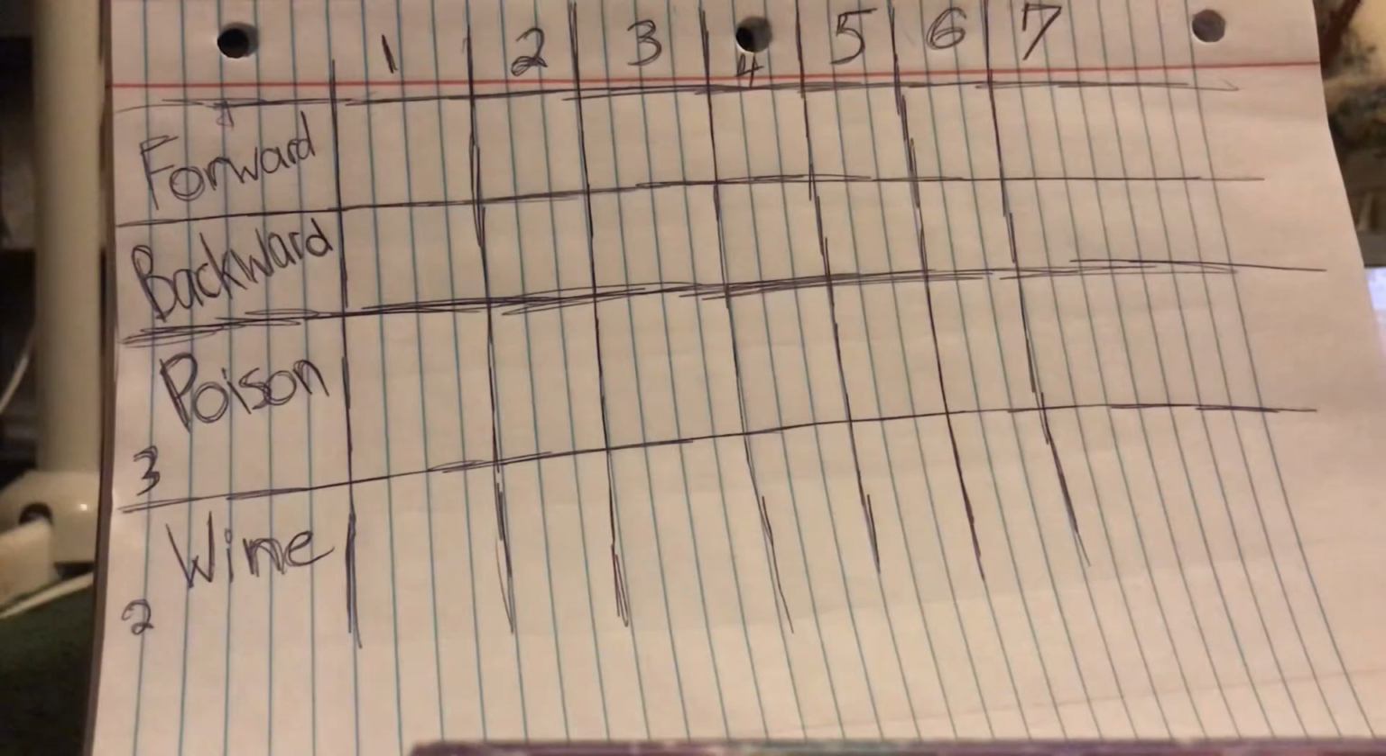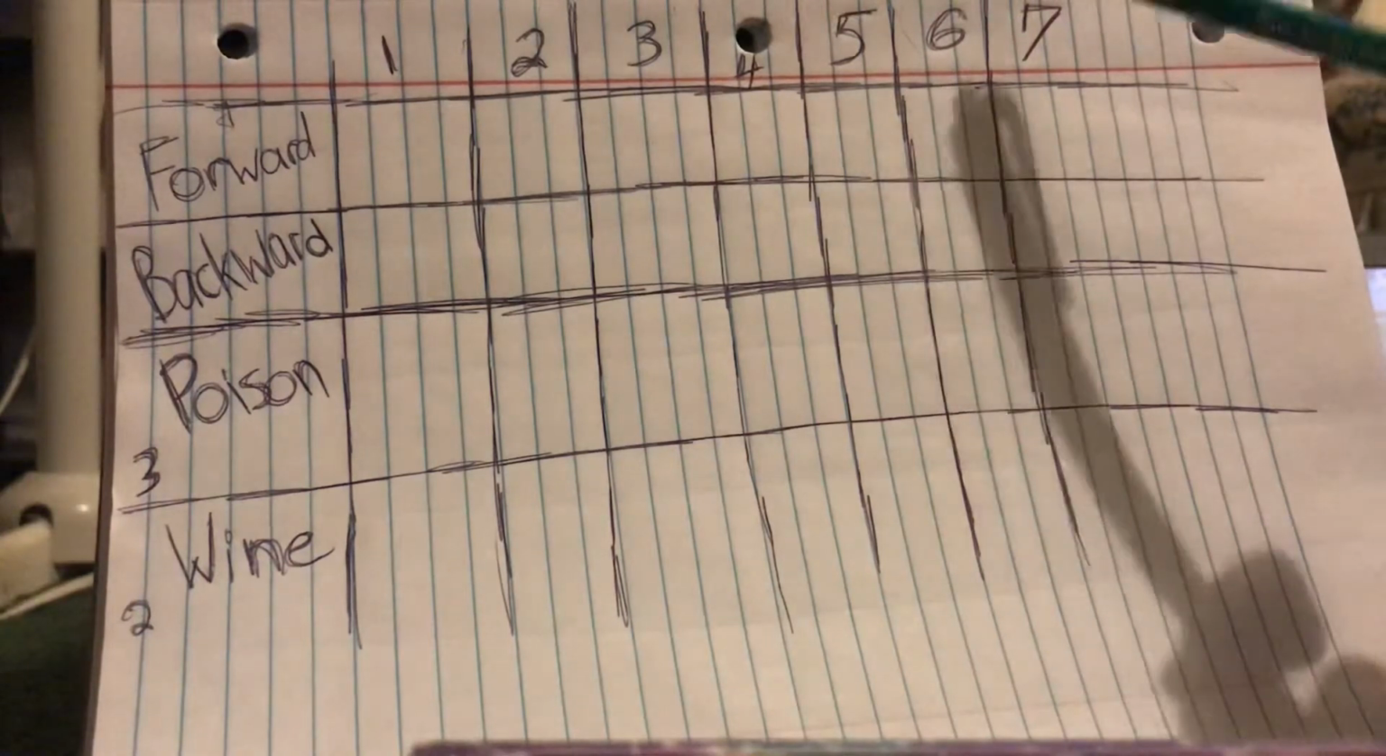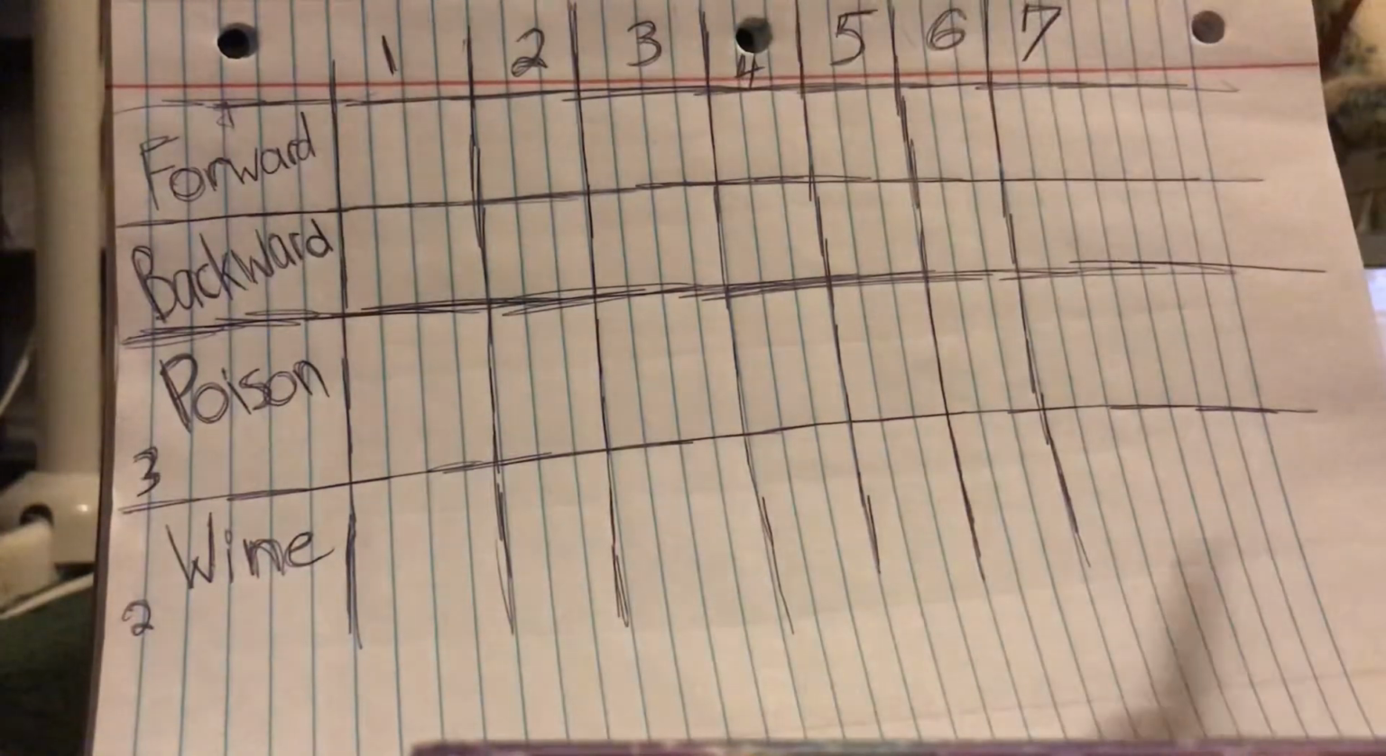So the first hint we can't do because we don't know which ones are the wine, but the second we can do, and the second one tells us that the ends, so 7 and 1, are not forward. So we can mark those off.